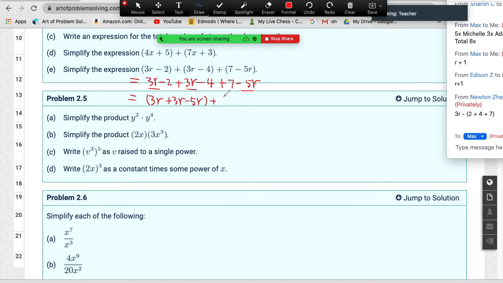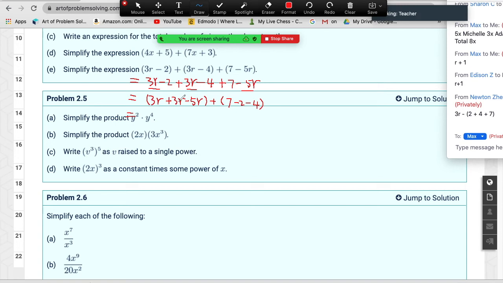Then left are our numbers, constants. So that will be 7 minus 2 minus 4. Right? 7 plus 7 minus 2 minus 4. So by this way we can simplify.